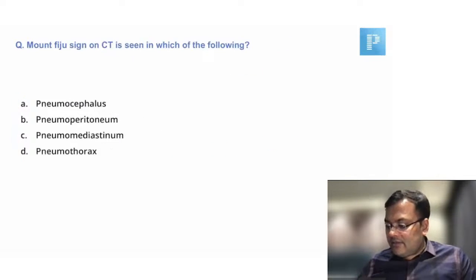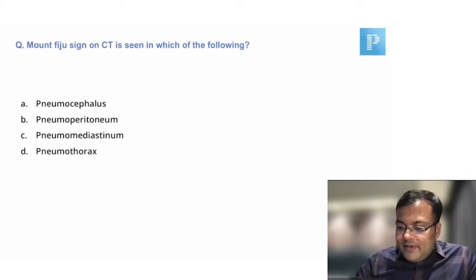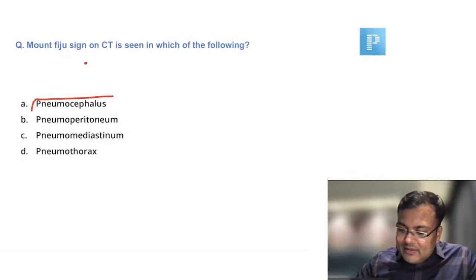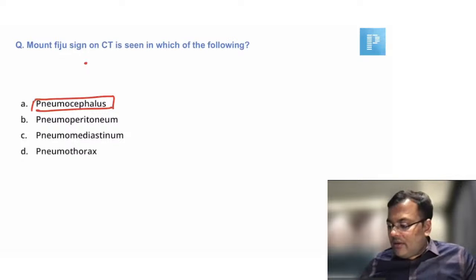We will discuss it. Next, Mount Fuji sign. So Fuji sign on CT is seen in which of the following? So obviously it was discussed in radiology. That is pneumocephalus. It's a radiology question.